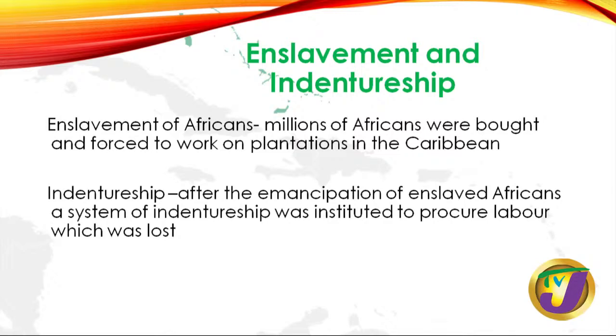So we have the enslavement of Africans. Millions of Africans were brought here from as early as the 1500s all the way to 1838. Well, somewhere perhaps about 1807 when the trade stopped, but we know that there was illegal trade as well. And then you had indentureship now. This is where people come on their own on a contract to work.